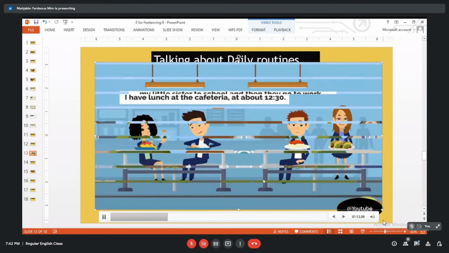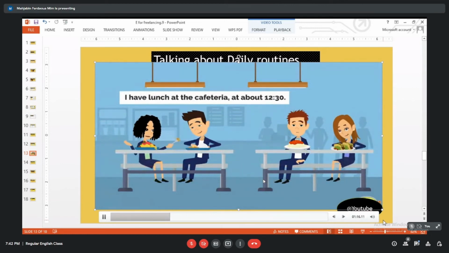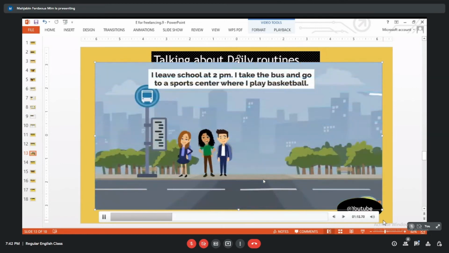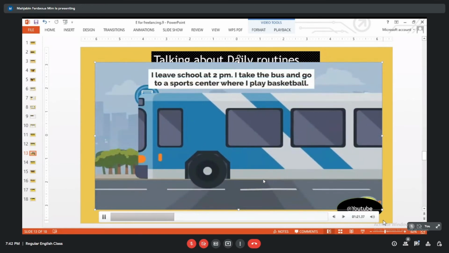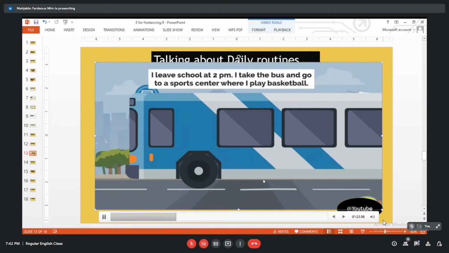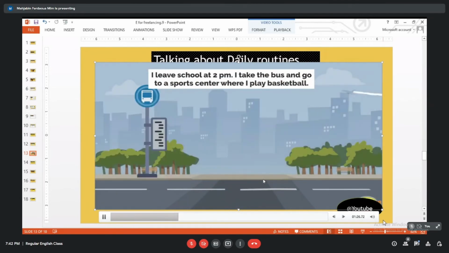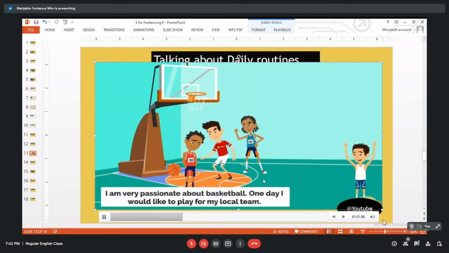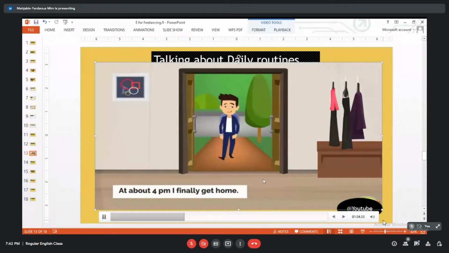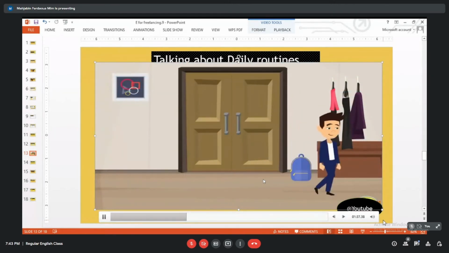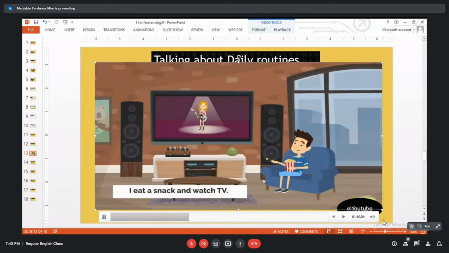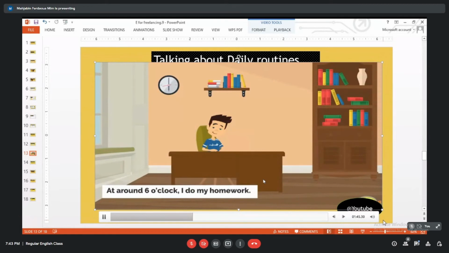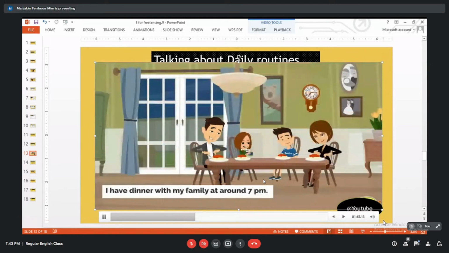I have lunch at the cafeteria at about 12:30. I leave school at 2 p.m. I take the bus and go to the sports center where I play basketball. Basketball. That sounds awesome. I'm very passionate about basketball. One day I would like to play for my local team. At about 4 p.m., I finally get home. I eat a snack and I watch TV. At around 6 o'clock, I do my homework. I have dinner with my family at around 7 p.m.